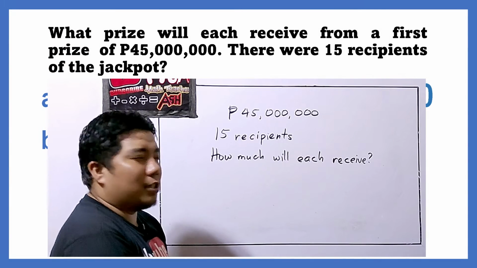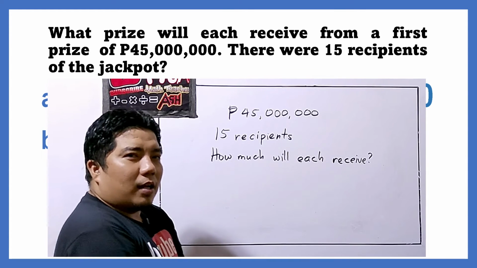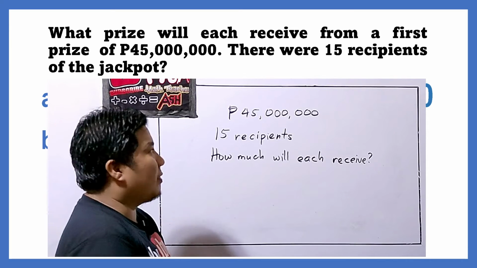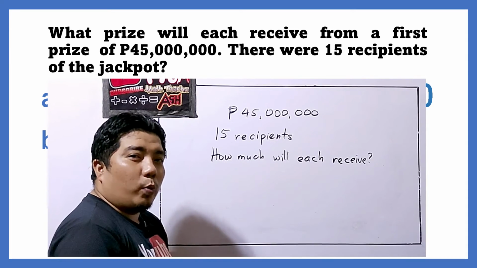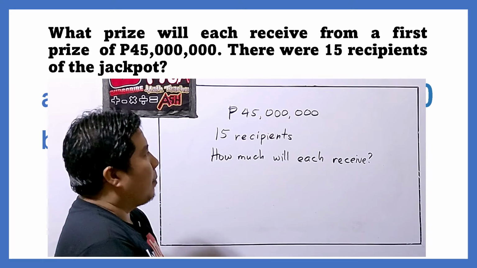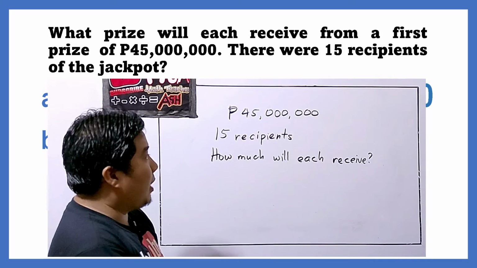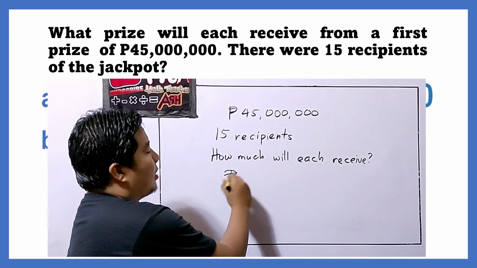And okay, my dear math learners, this question is very easy. It has been said that a jackpot prize of 45 million has been won by 15 people or 15 recipients. Now, how much will each recipient receive? Basically, what you need to do is just divide 45 by 15 people. And if you divide 45 by 15, the answer is 3.